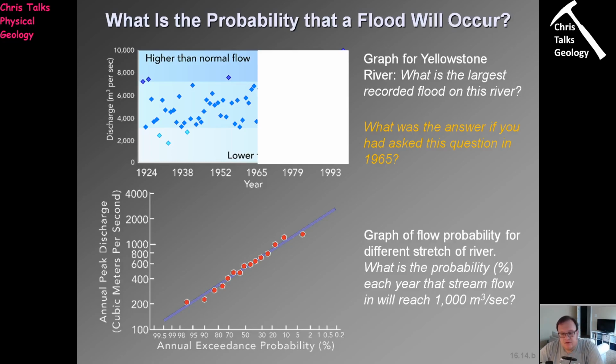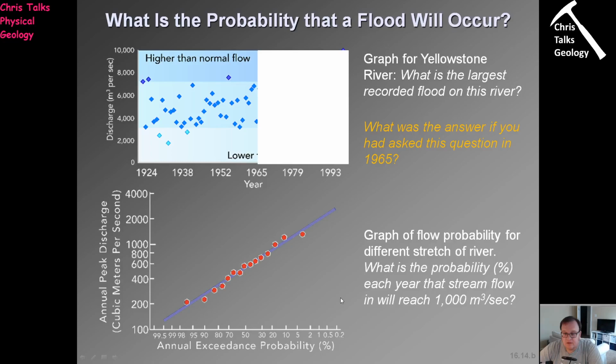So essentially, if we have a look at this graph here, cubic meters per second, that's the annual peak discharge. We can see once again that the probability decreases as the annual peak discharge increases. So the chance of a large flood occurring gets smaller every year.